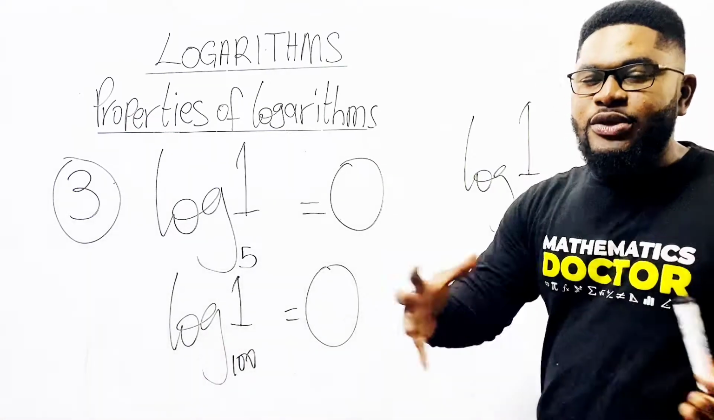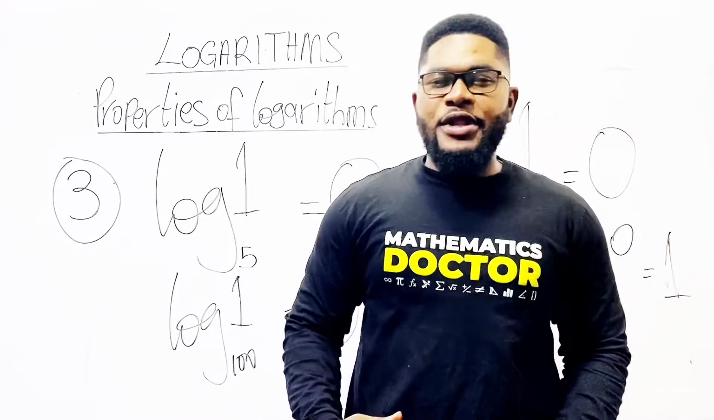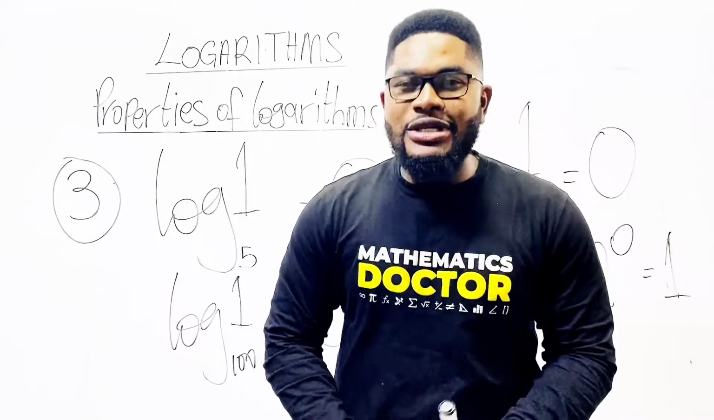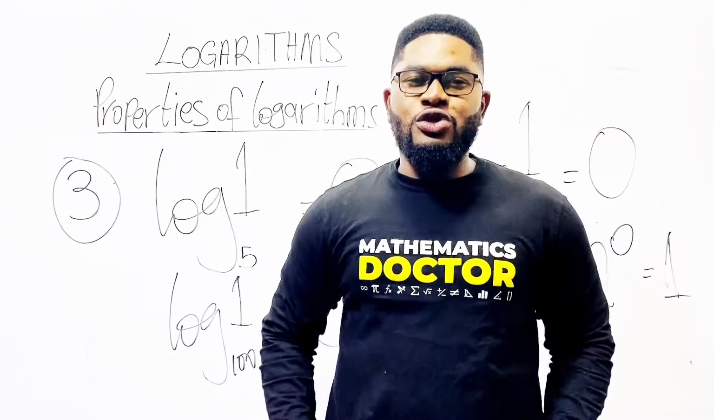So this actually confirms that indeed log 1 to any positive base is 0. So take note of these 3 logarithms. Now in the next video, I am going to solve complicated questions of logarithm with you using the laws and the properties of logarithm. Let us go to the next one.